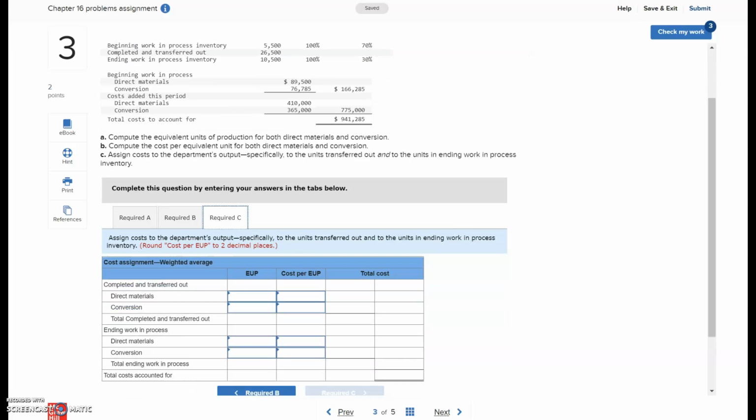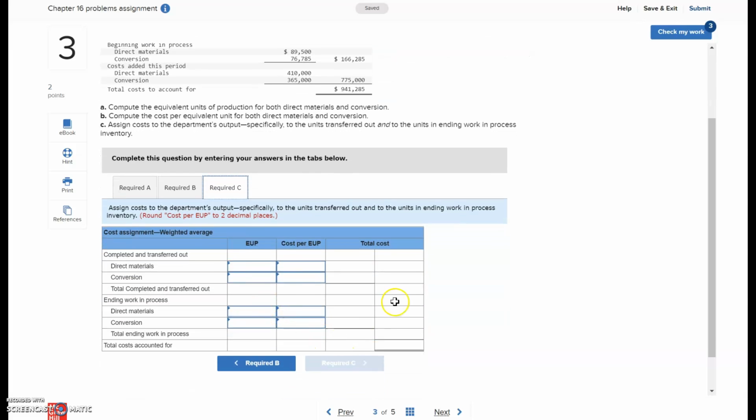Use that to assign costs to the units that were completed and moved out of this department's work in process inventory into the next department's work in process inventory. And then you'll also compute what the ending work in process is for this department. And when you add the completed and transferred cost and the ending work in process cost, this total cost accounted for needs to equal the total cost to account for.